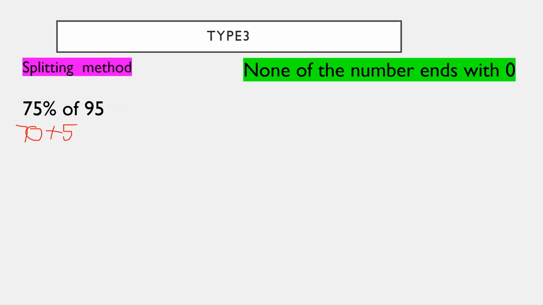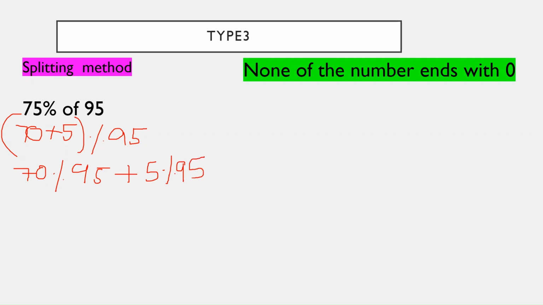Percent as it is, I will write of 95. Now again multiply: 70% of 95 plus 5% of 95. Okay, 70%. Here again there is a type 2 problem.